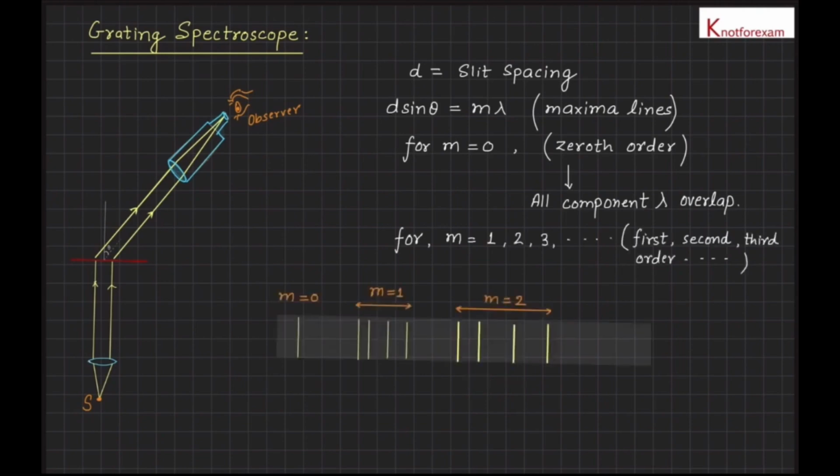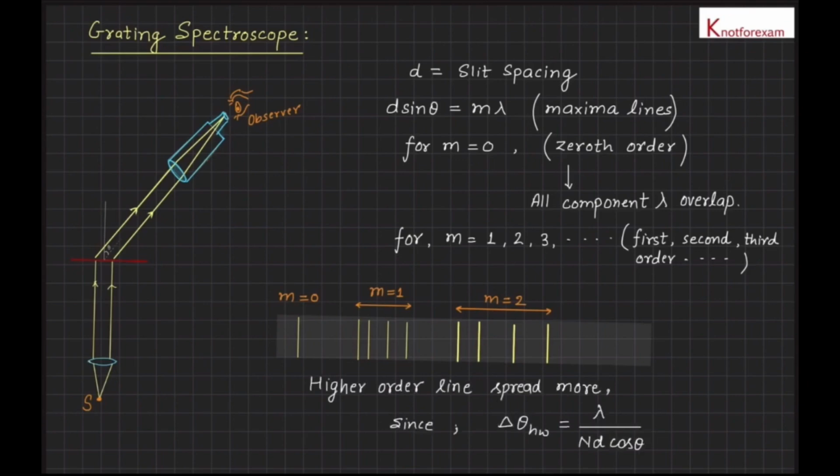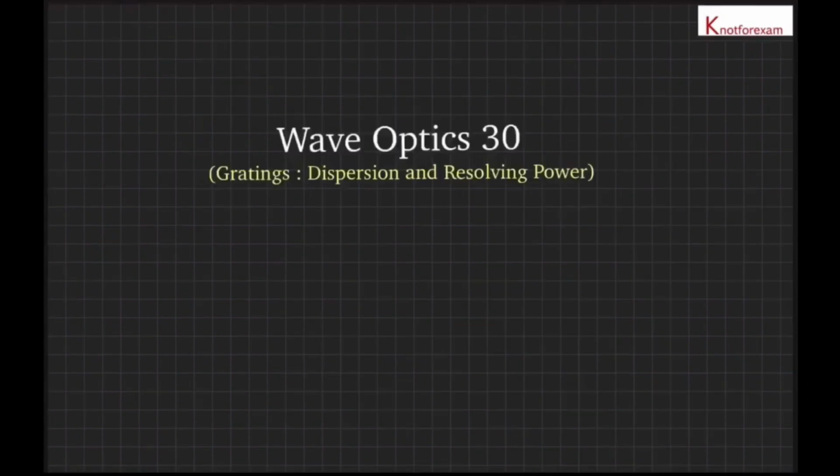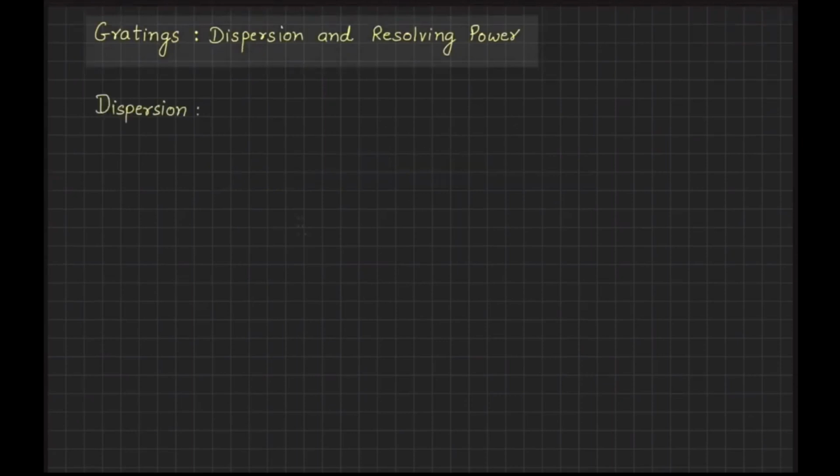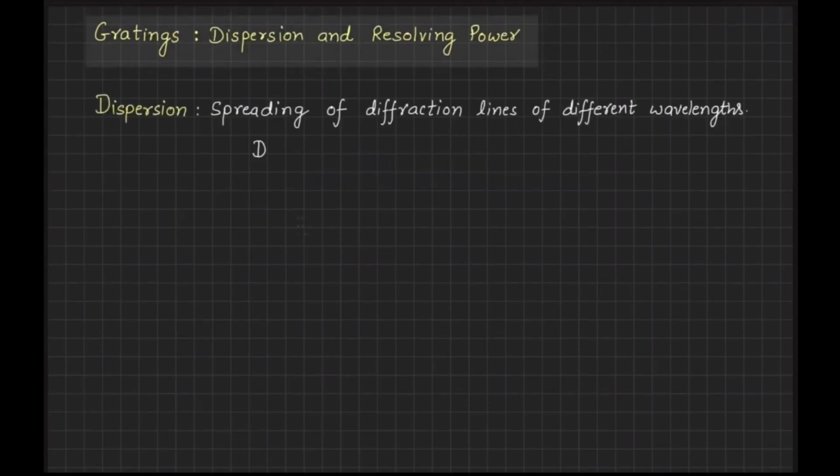Also, we can see that higher order lines spread more, as the half width of the mth order lines is given by delta theta HW is equal to lambda upon n d cos theta. We are going to discuss dispersion and resolving power of a diffraction grating. Dispersion is the spreading of diffraction lines of different wavelength. It is measured as the change in angular position of a particular order maxima with respect to the change in wavelength, and is given as D is equal to delta theta upon delta lambda.